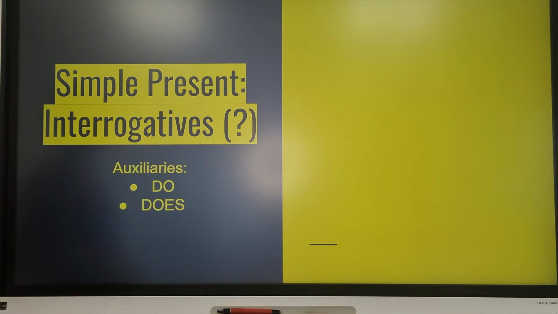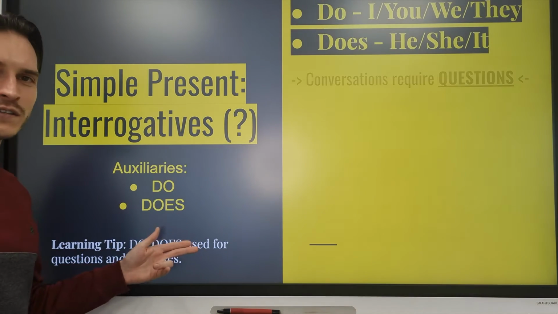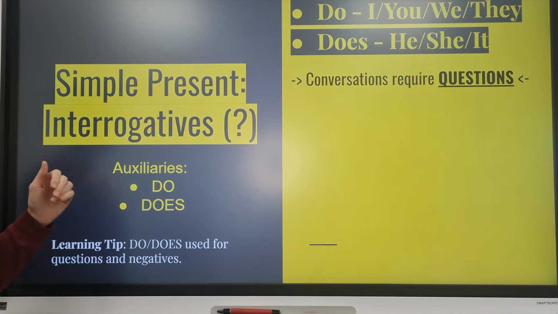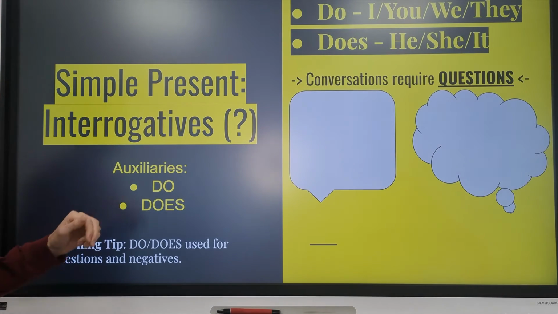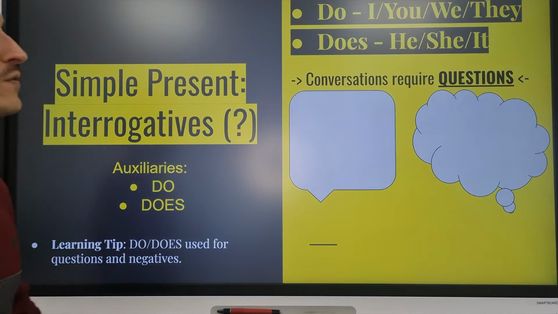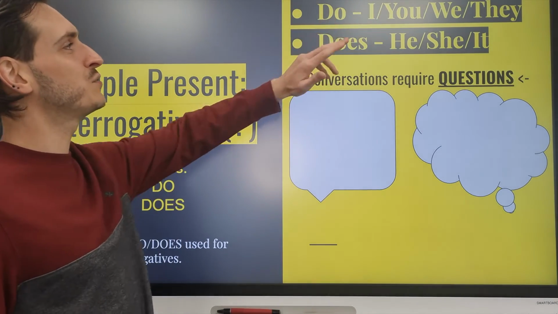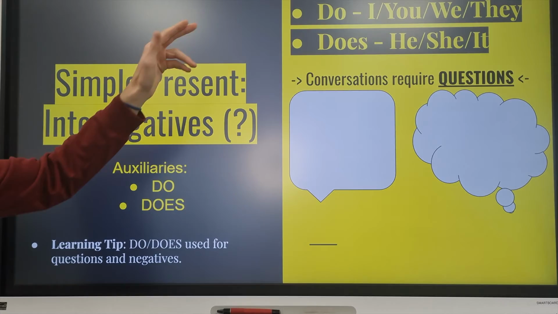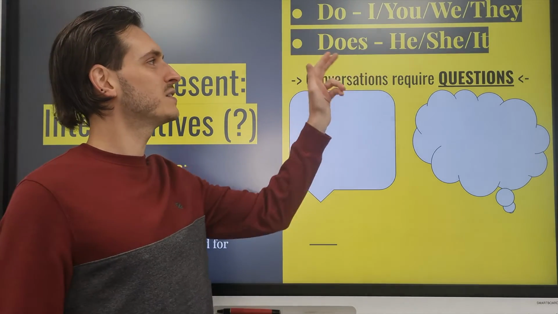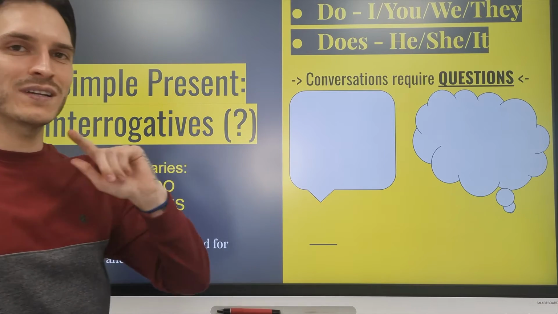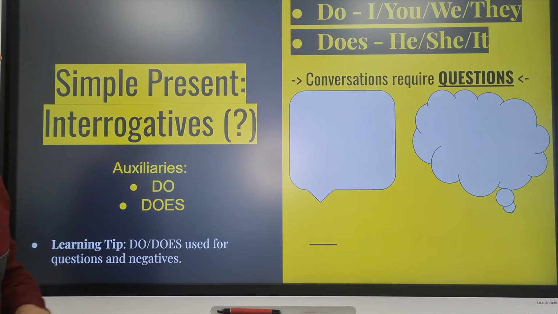So our interrogatives use our friendly auxiliaries. If you remember from the negative sentences, we use auxiliaries do and does. We will use them again today. They are used for both. So let's refresh. I do, you do, we do, they do. You repeat that also. And he does, she does, it does. Remember to identify your subjects.